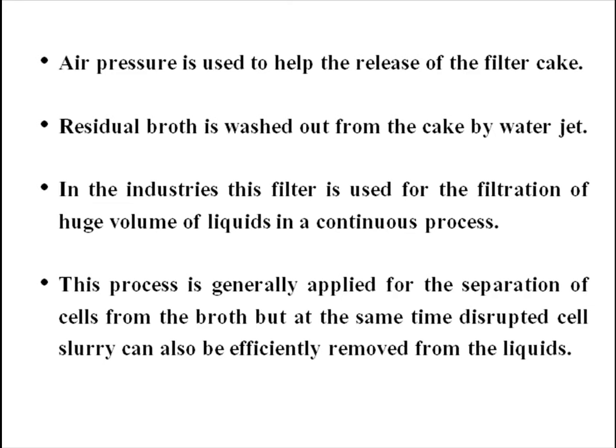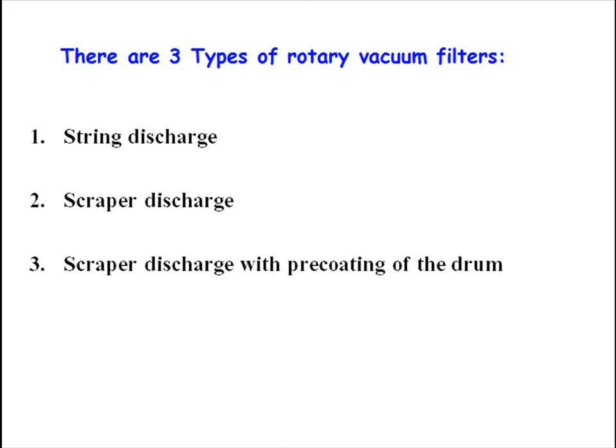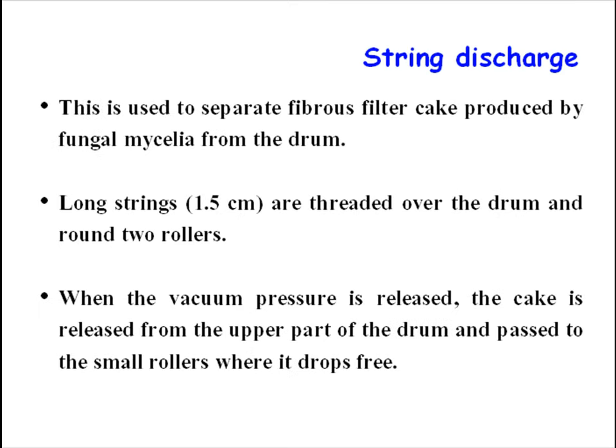In industries, this filter is used for the filtration of huge volumes of liquids in a continuous process. This process is generally applied for the separation of cells from the broth, but at the same time, disrupted cell slurry can also be efficiently removed from the liquids. There are three types of rotary vacuum filters: string discharge, scraper discharge, and scraper discharge with pre-coating of the drum.